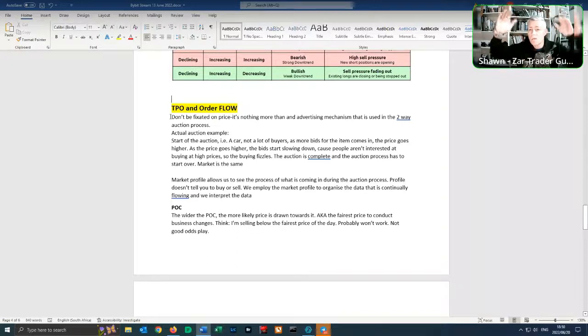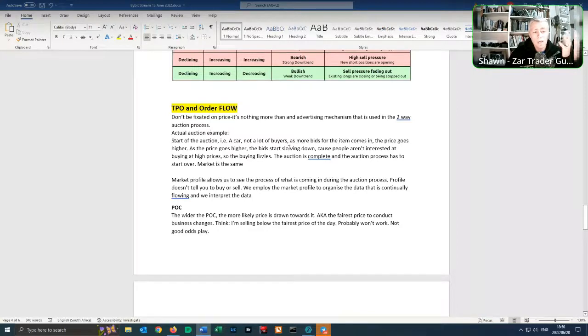When it gets to the ceiling or the resistance zone, then the buyers are going to start coming out, and they are not going to be as interested in buying that asset because the prices are higher. And price in a market is exactly the same.